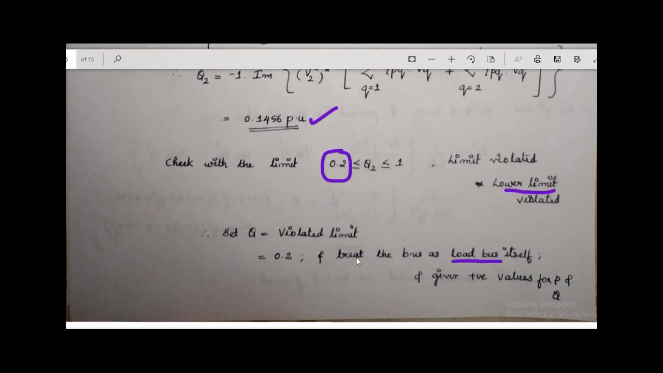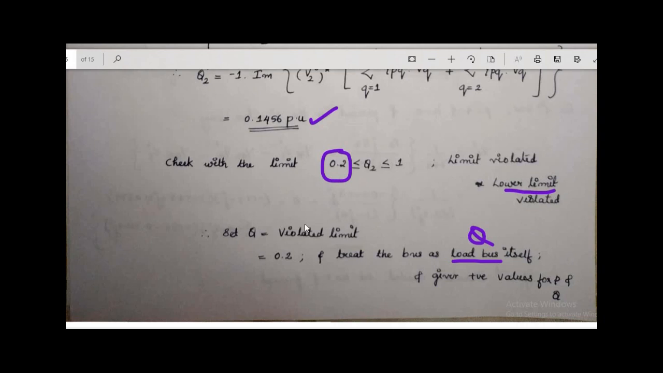You cannot now treat it as generator bus. You have to treat it as load bus. Okay. And if it is a load bus, then it should have a value for reactive power, right? Isn't it? For a load bus, it should have active power, it should have reactive power. And in this particular case, we are going to treat it as load bus. Now, what is the reactive power of that particular load bus?